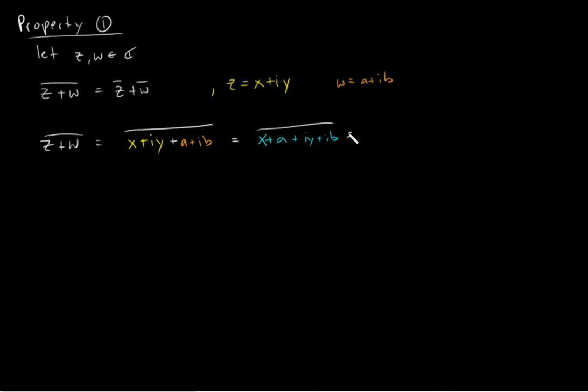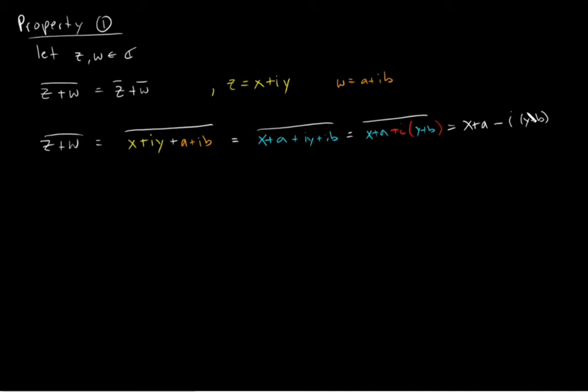Now we have x plus a, it's the real part. And we're going to factor out the i. So plus i, parentheses, and inside we're going to end up with y plus b. And we still haven't taken the conjugate, so make sure you draw the conjugate bar up top. Now we can take the conjugate, so it's going to be x plus a minus i times y plus b.